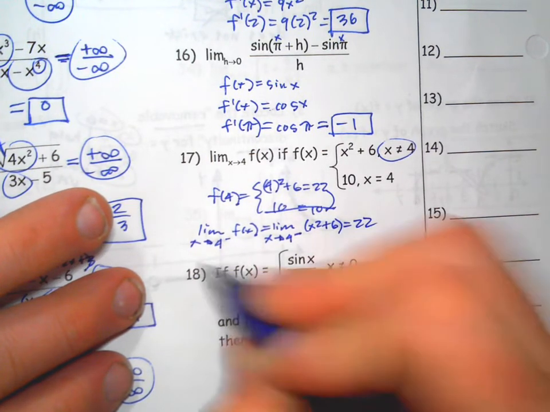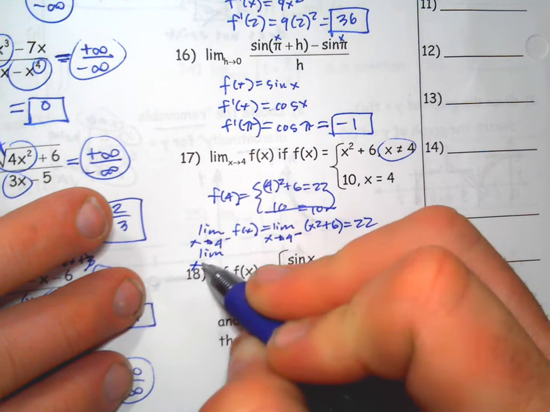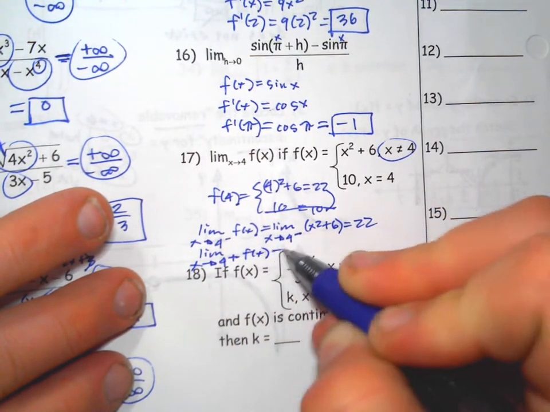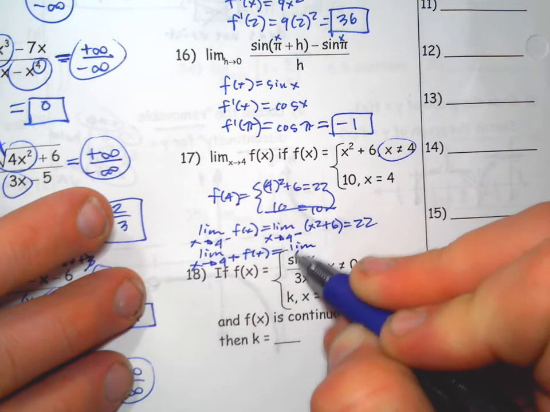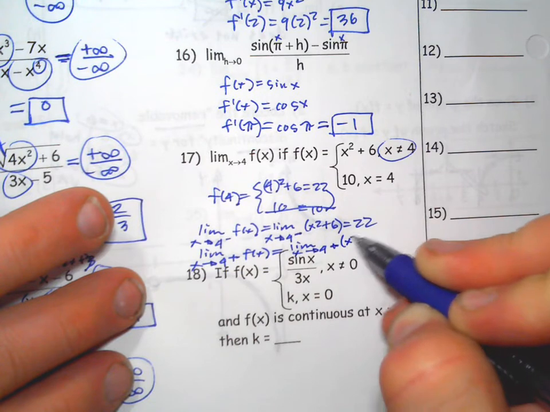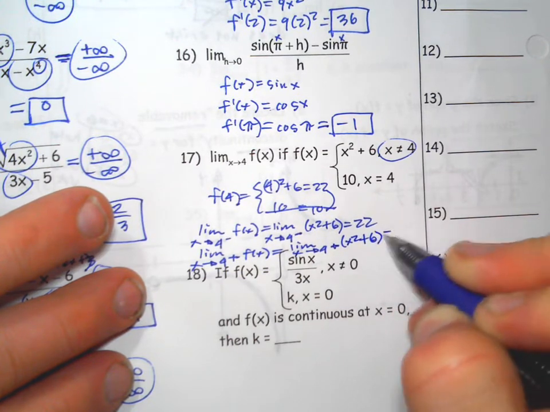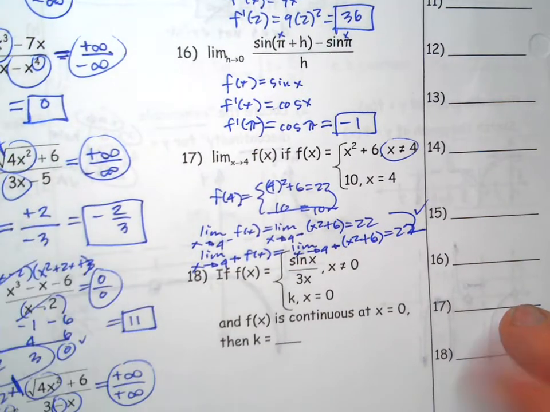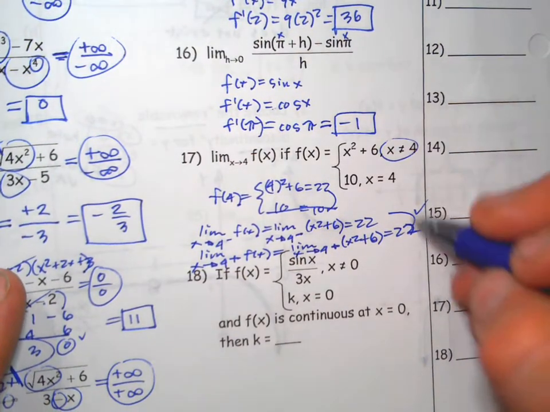Okay, and then you can show the limit as x approaches 4 from the right side. And it's the same thing. So that means the two-sided limit must equal 22 also.